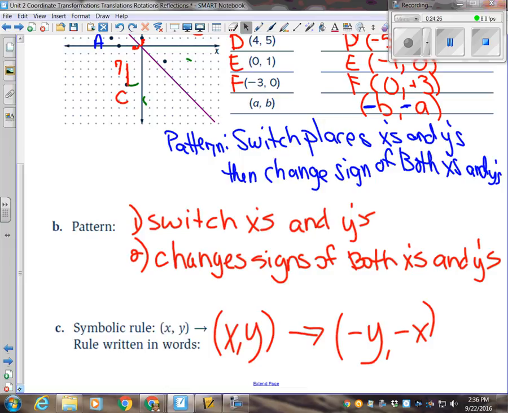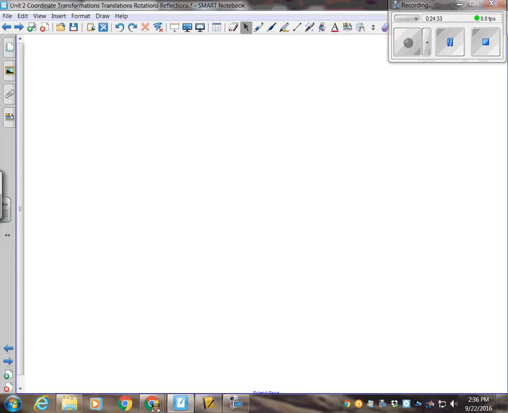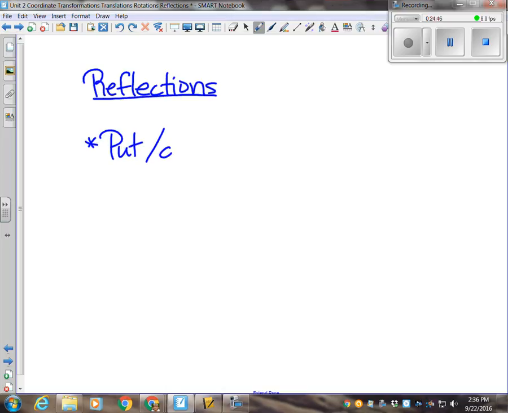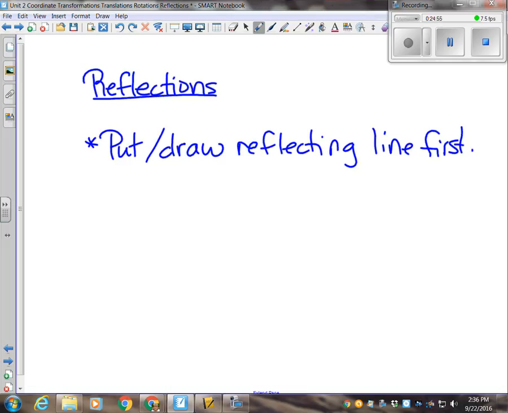All right, I would like to go on by saying you have homework, and I'd like to review special lines because anytime you do a reflection, the easiest thing to do first when you're actually putting stuff on paper and you're having to draw a reflection is put or draw the reflecting line on the paper first.